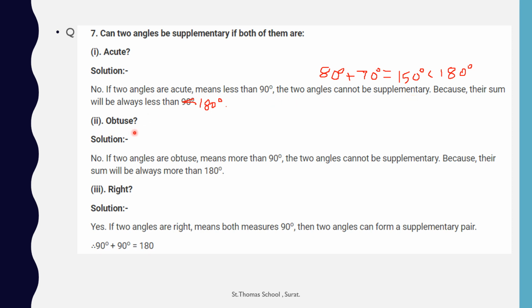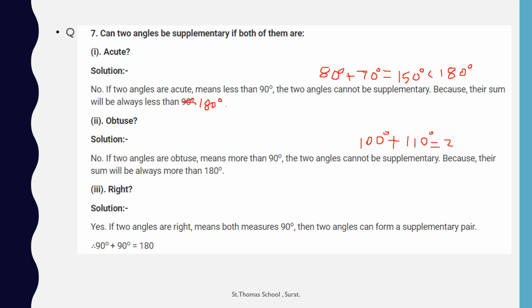The second one, obtuse. Answer is no. If two angles are obtuse, meaning more than 90 degrees, the two angles cannot be supplementary because the sum will always be more than 180 degrees. So what is the meaning of obtuse angle? More than 90 degrees. So you can take any angle more than 90 degrees. Suppose I am taking here 100 degrees and the next angle is 110. What is 100 plus 110? That is 210. Both are obtuse.